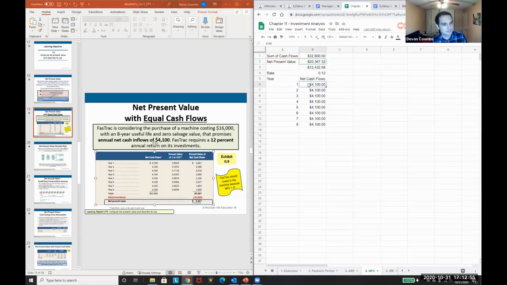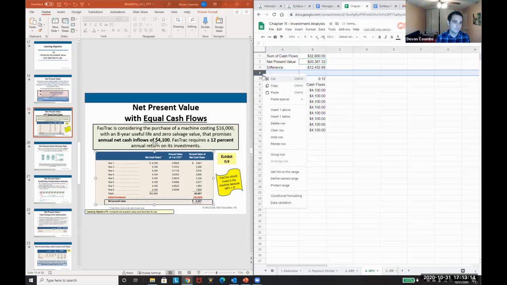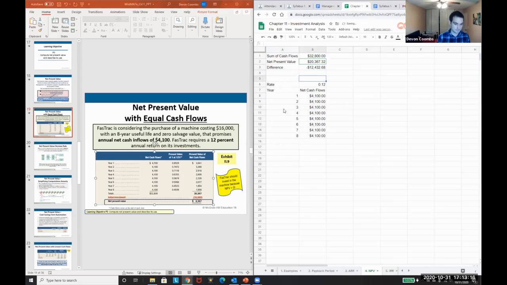But then you should be asking me here, why? What is the actual net present value? The net present value isn't this 20,000. We still need to remove the difference. You still need to remove our initial investment. So we take our initial investment, 16,000, and then we'd subtract out the net present value from that to get our 4,367.